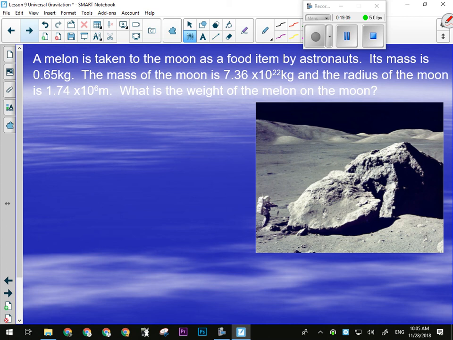So its mass is 0.65 kilograms. The mass of the moon is 7.36 times 10 to the 22 kilograms, and the radius of the moon is 1.74 times 10 to the 6 meters. What's the weight of the melon on the moon? Usually we do this if we want to find weight. Problem is, I don't know what little g is on the moon, so I can't use it. So what I'm going to use instead is Newton's universal law of gravitation, because that will work anywhere, regardless of whether I know what little g is or not.